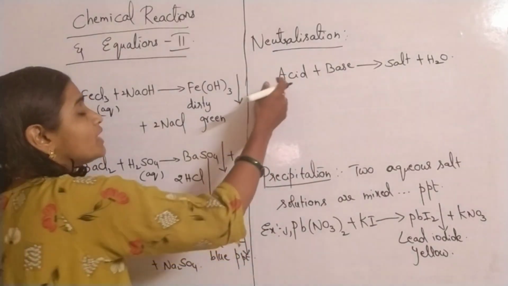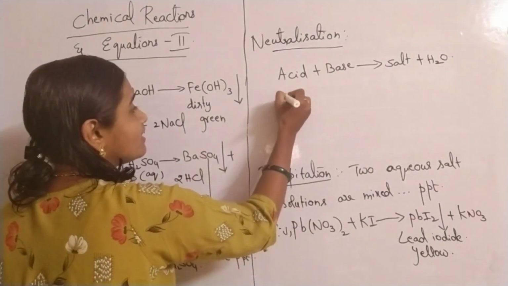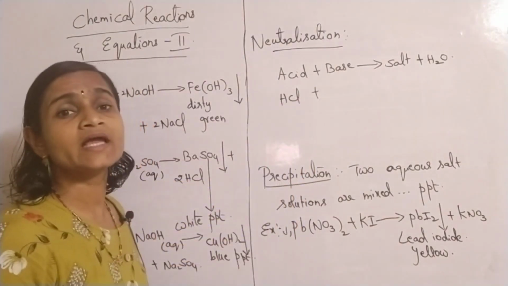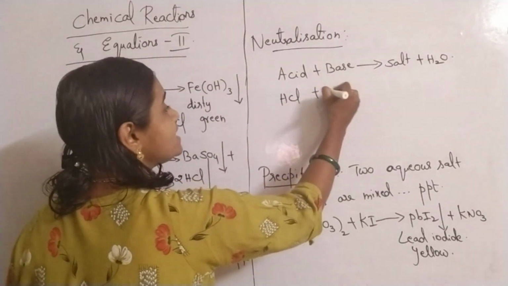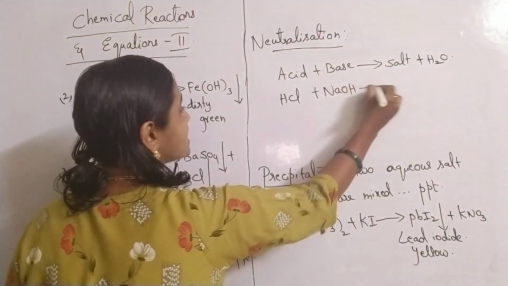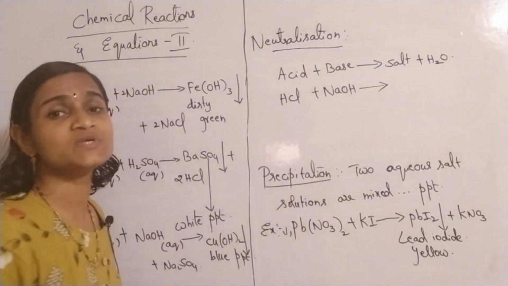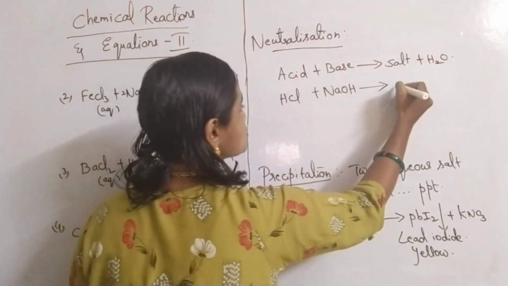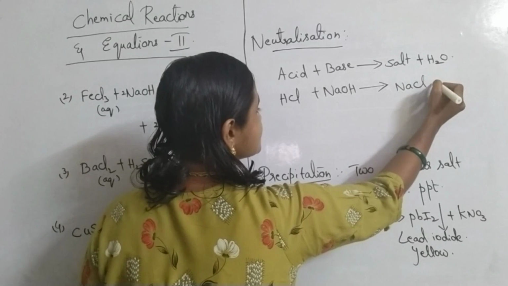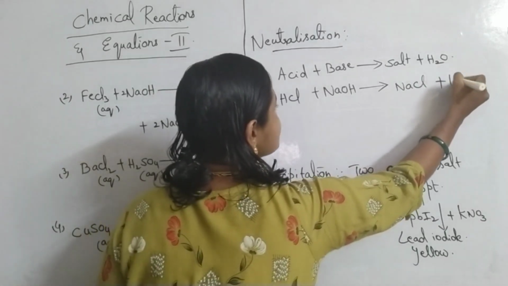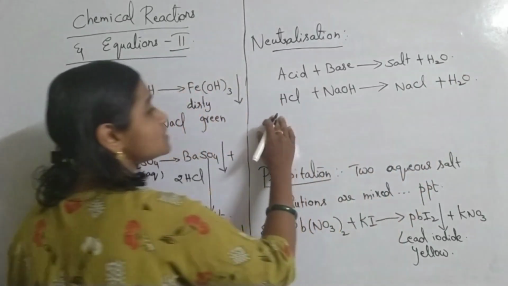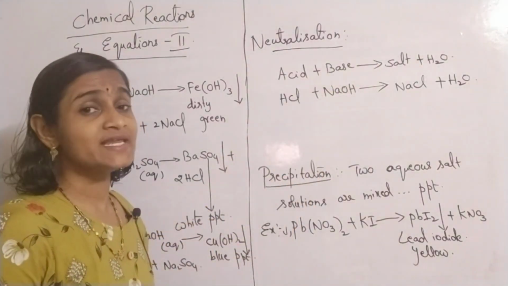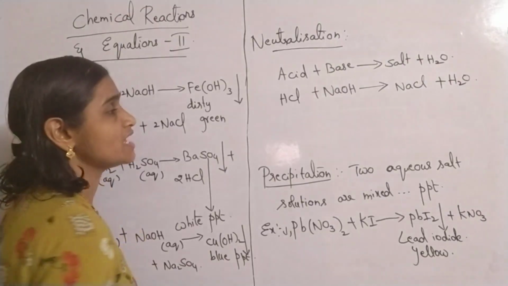Here you can take the example of an acid. A well-known example is HCl, which reacts with a base, NaOH, sodium hydroxide, the first basic substance which we learn about, isn't it? So HCl reacts with NaOH to give NaCl, which is common salt, plus water. This reaction is an example for a neutralization reaction.